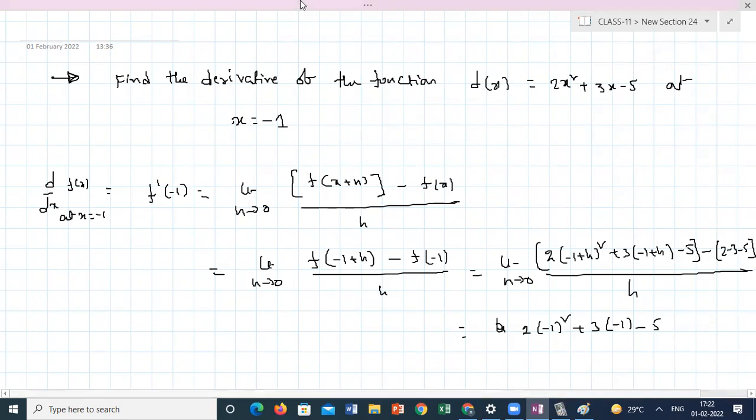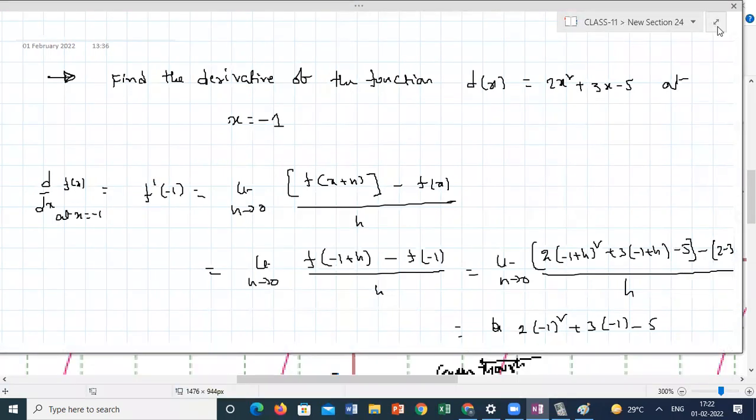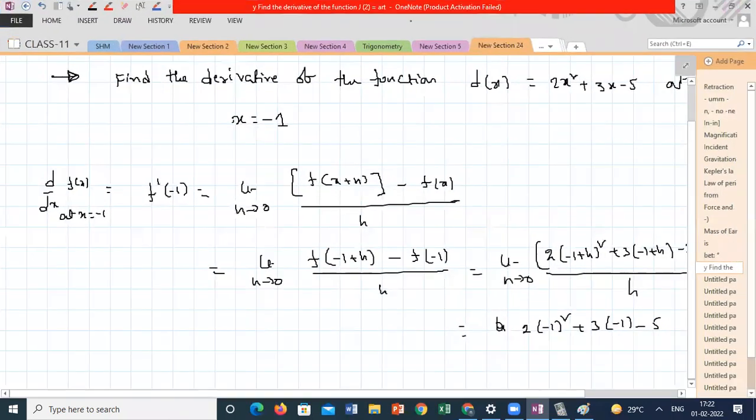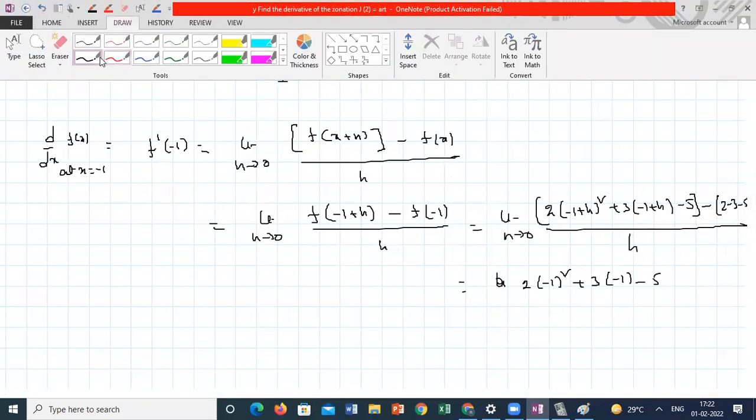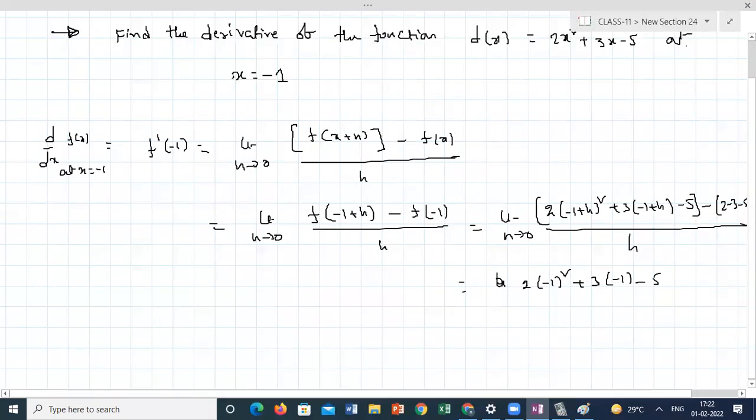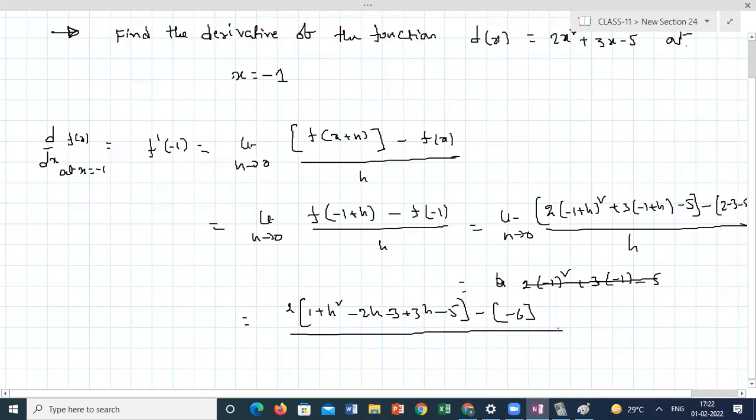You can't substitute directly. So what do you have to do here, students? Sir, we can substitute the value later. First, we can find the limit by expansion. 1 plus h square minus 2h, minus 3 plus 3h minus 5. So minus 2 minus 3 minus 5, that is 2 minus 8, minus 6, divided by h. So this will be plus 6.